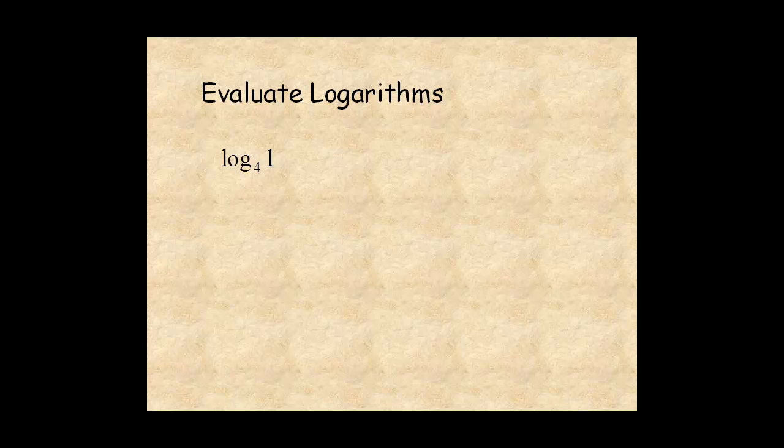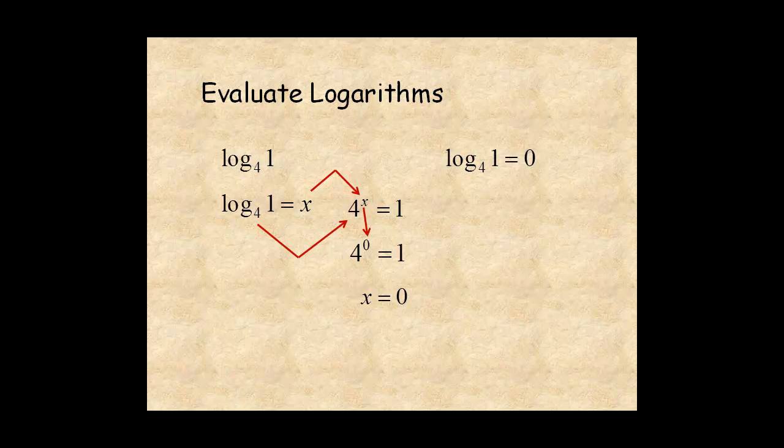For log base 4 of 1, set the log equal to x, and write the exponential form 4 to the x equals 1. Then ask yourself, how do you raise 4 to a power and get 1? You have to remember about zero exponents. 4 to the 0 equals 1, and the exponent, or log, is equal to 0. So the answer is log base 4 of 1 is equal to 0, because 4 to the 0 is equal to 1. For a tricky one like this, be sure to write the because statement.